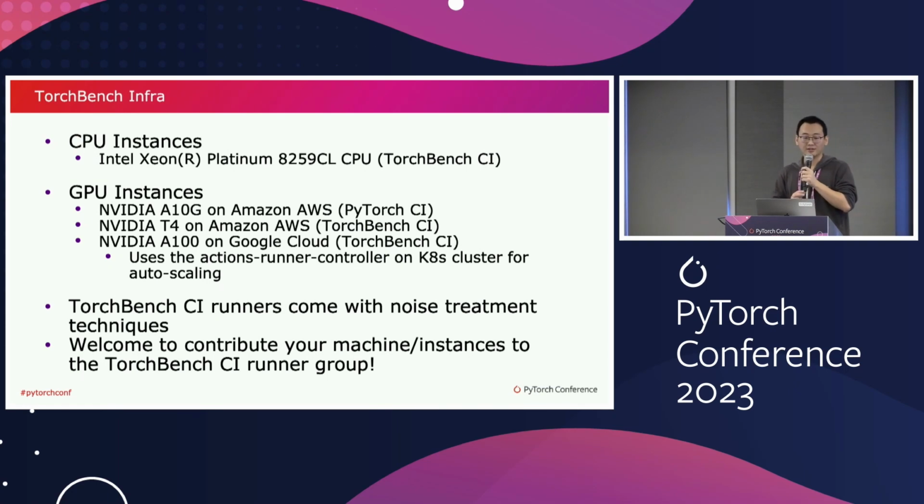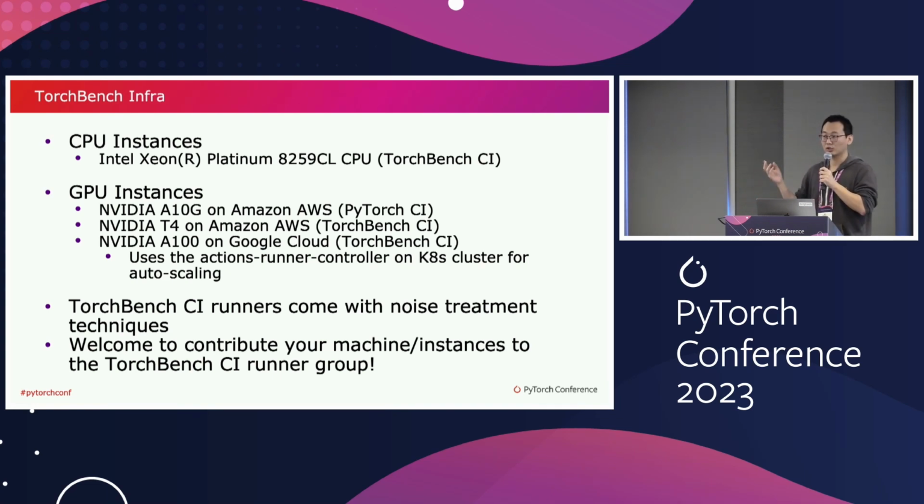And the third part is TorchBench infra. We are benchmarking all these workloads on different CPU and GPU instances. TorchBench CI and PyTorch CI are kind of separate infrastructure, but we can use both runners in TorchBench CI and PyTorch CI.